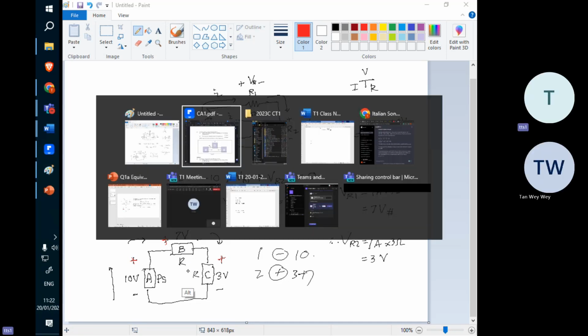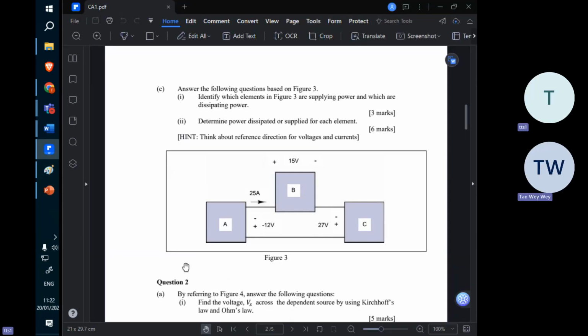When you go back to this circuit again, does this look clear to you now? Which one is supplying power? Which one is dissipating power? Dissipating power means consuming the power. Supply means the power supply. So which one supplies, which one consumes? I think you can guess, right? Part A, identify. Identify means you point out which one supplies, which one is dissipating.